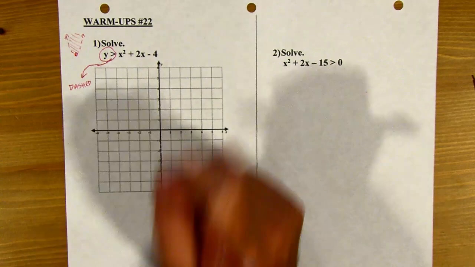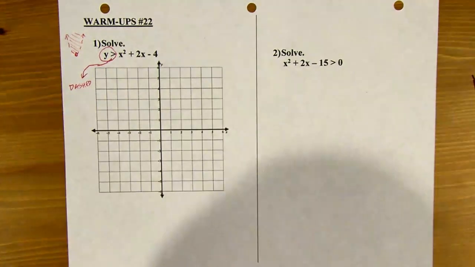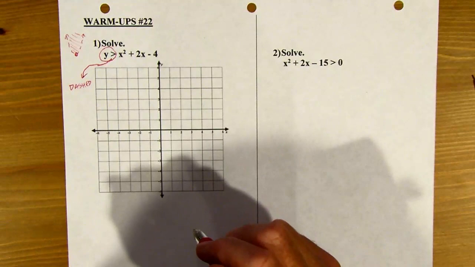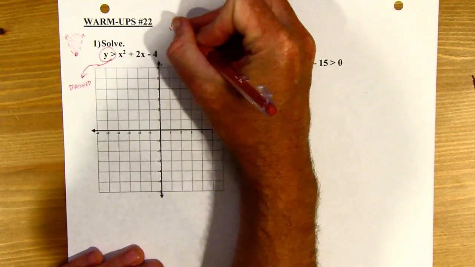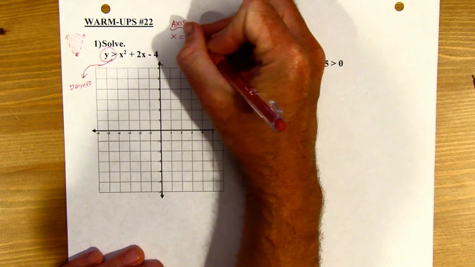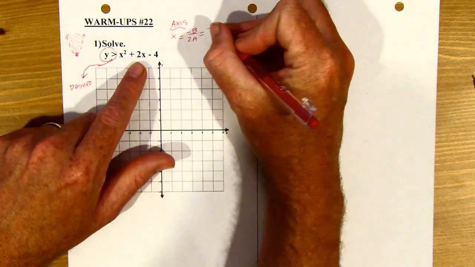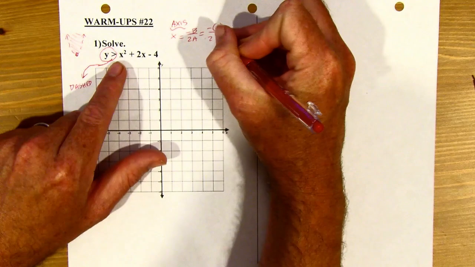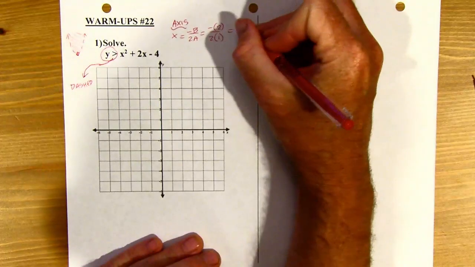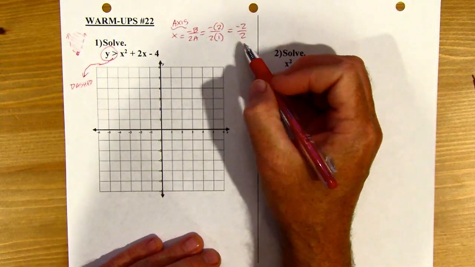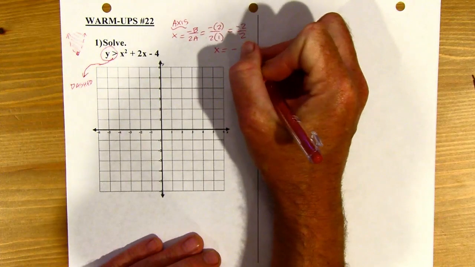All right, since this inequality is in standard form, I'm going to find the axis of symmetry first, and that's going to lead me to the vertex. The axis of symmetry formula is x equals negative b over 2a. The b here would be 2, so I've got the opposite of 2 over 2 times a. A is 1, the coefficient of the x squared. Then I'll simplify this. Negative 2 over positive 2 would be negative 1. So the axis of symmetry is the line x equals negative 1.